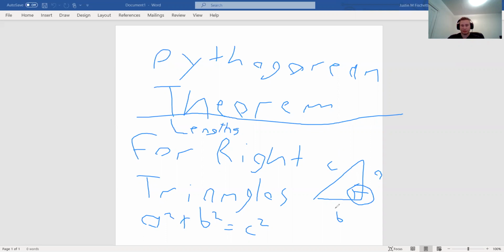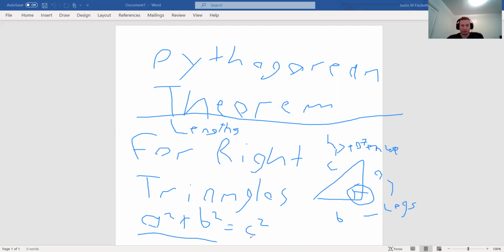This is A, this is B, and this is C. C is called the hypotenuse, and it's always the largest side. It's always larger than the two other sides, and these two other sides are just called the legs. They'll always be shorter than the hypotenuse. A and B are not necessarily the same, but C is always going to be larger than both of them, regardless of what A and B are compared to each other.